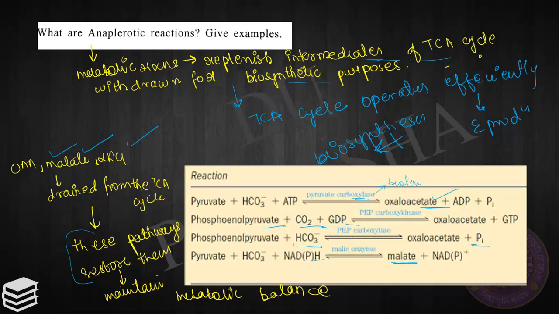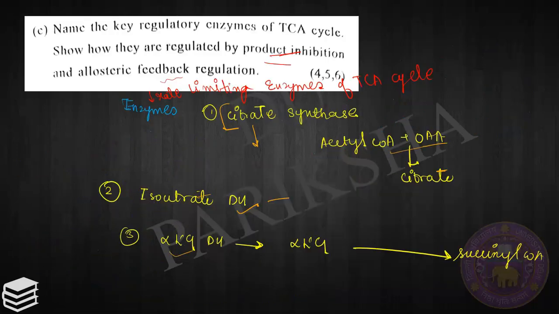Now let's see another question. Name the key regulatory enzymes of the TCA cycle. Show how they are regulated by product inhibition and allosteric feedback regulation. So the TCA cycle is highly regulated to balance the energy production with the cell's need. It is done by regulating three key rate limiting enzymes of the TCA cycle.